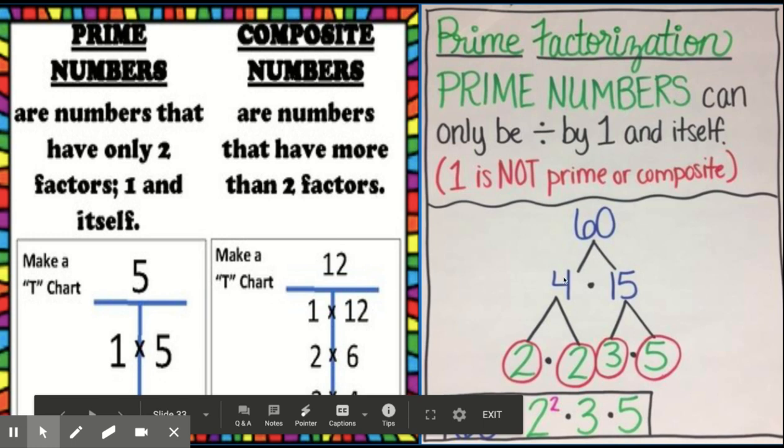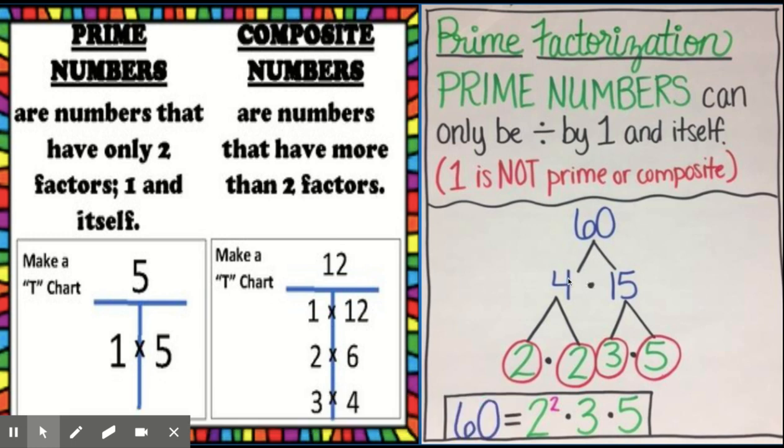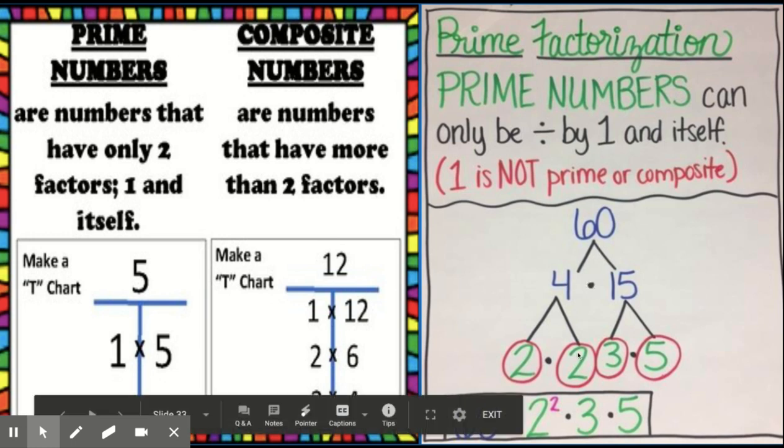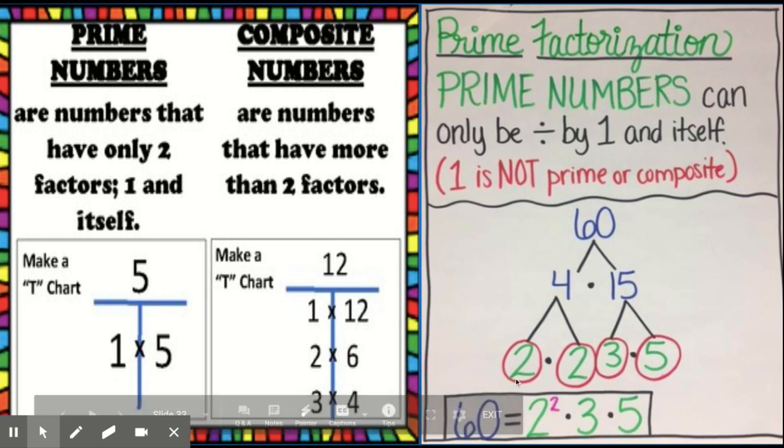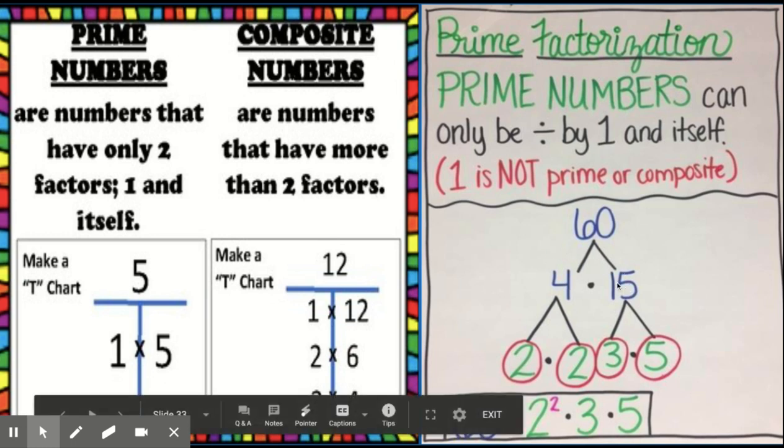So 60 could be 4 times 15. And you break down 4, you get 2 times 2. You break down 15, you get 3 times 5. You can't break them down again, and you're not allowed to use 1 because 1 is not a prime number. So you could have also done 2 times 30. Then you would have circled the 2, and 30 would be 3 times 10, or 3 times 2 times 5.